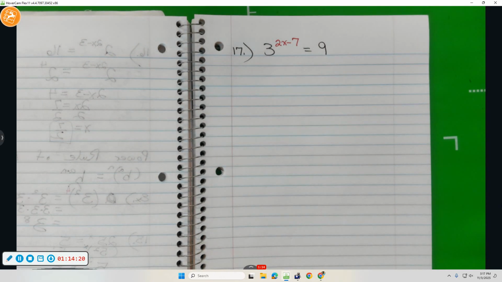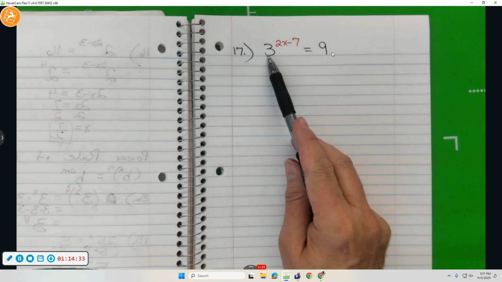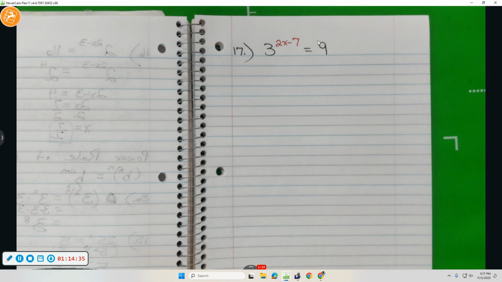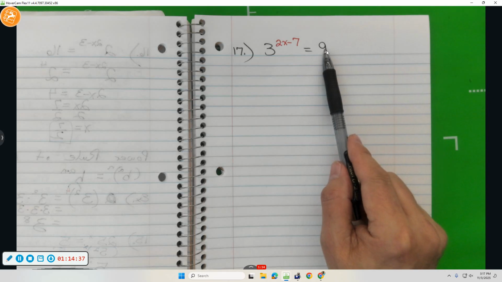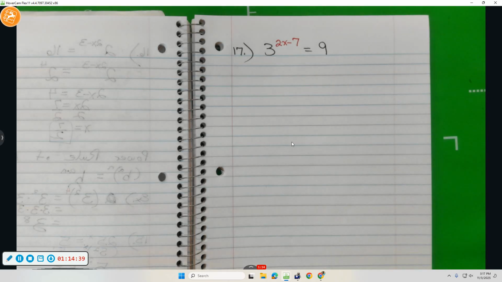Okay, suggestion for a common base. What do y'all think we're going to use? I think 9 is the big one. I think we're going to have to use 3. We're going to change that 9. How can we change the 9 using a base of 3?